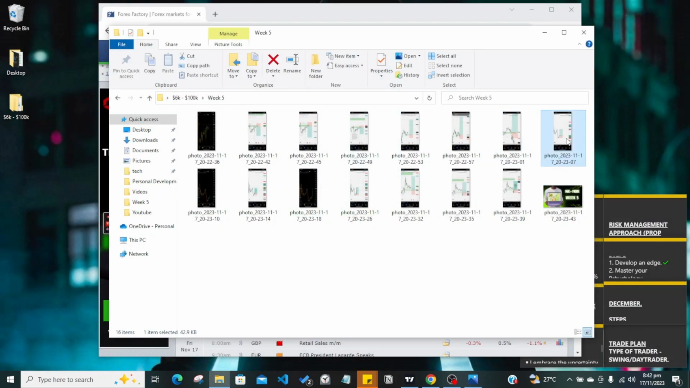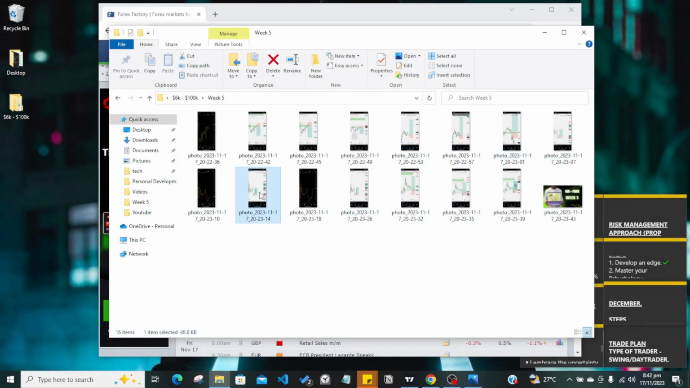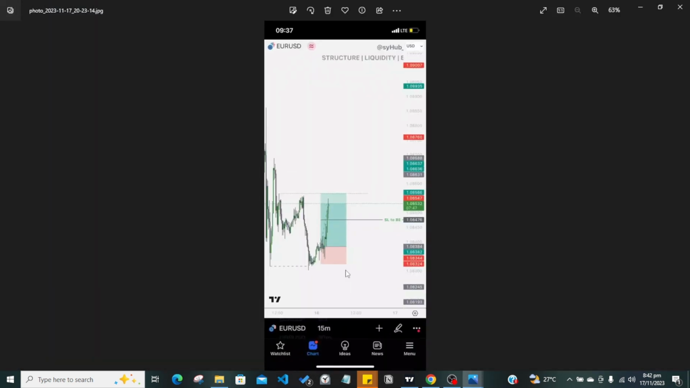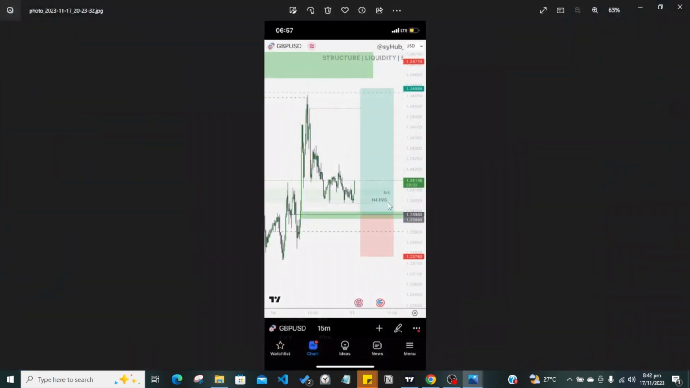So this was the trade that went to my TP, which was on Euro USD. After price cleared this liquidity, I targeted this swing high here because it failed to break this liquidity. So ultimately it made it a weak high, so it was a target. So as you can see, price later went straight to the target and gave me a 1:3 risk to reward.